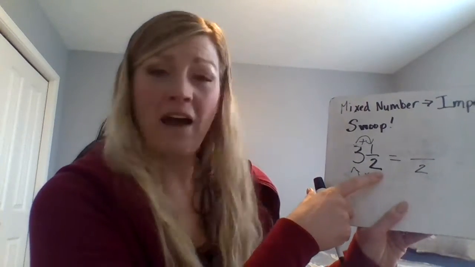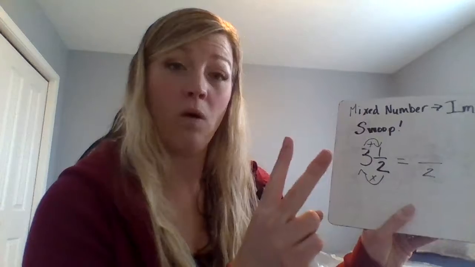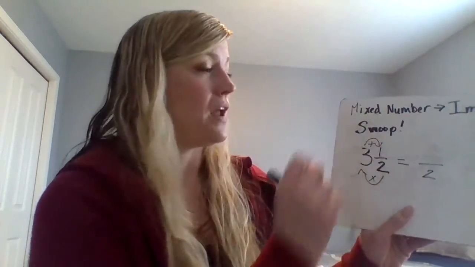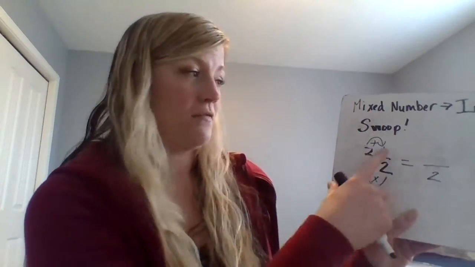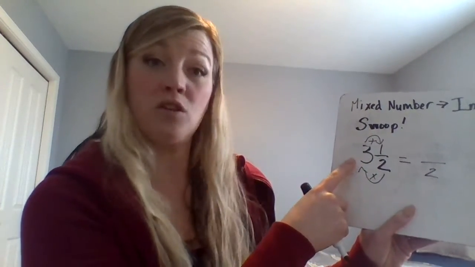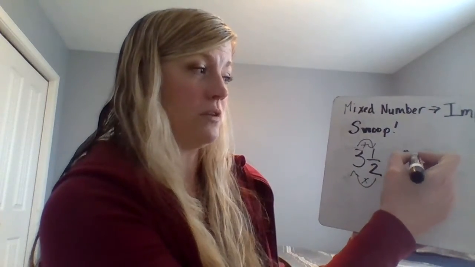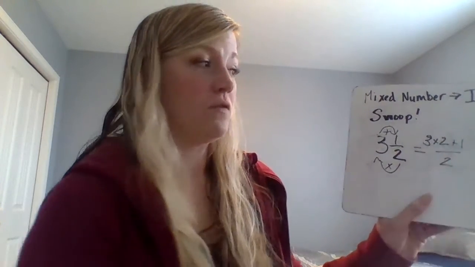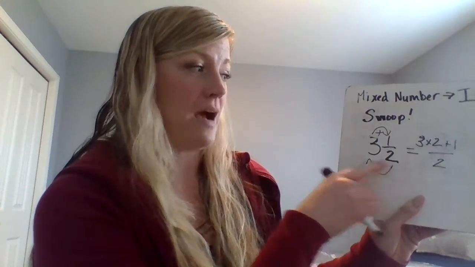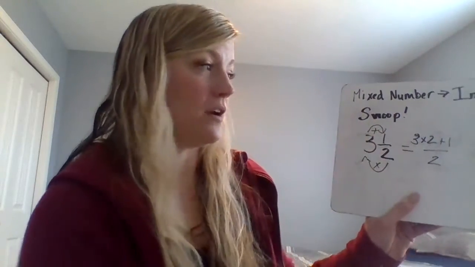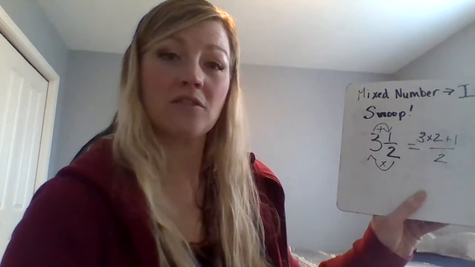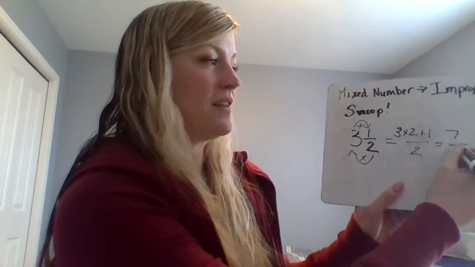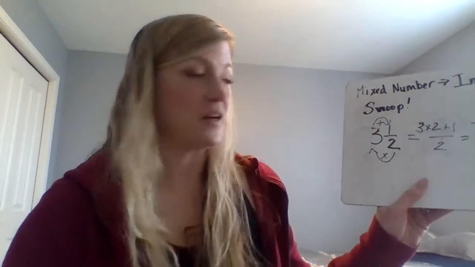Well, if we have halves, we know that there's 2 halves in every whole. If we have 3 wholes, that's 3 groups of 2, or 3 times 2. And then we have that 1 extra half from the fraction. So that's 3 wholes with 2 halves in each whole. That's 3 times 2, 3 groups of 2, plus that 1 extra half, that 1 extra piece. So for swoop, we simply multiply the denominator by the whole number and then add the numerator. 3 groups of 2 plus 1 extra half. 3 times 2 is 6, plus 1 is 7. That makes 7 halves. Let's go ahead and do one more example.